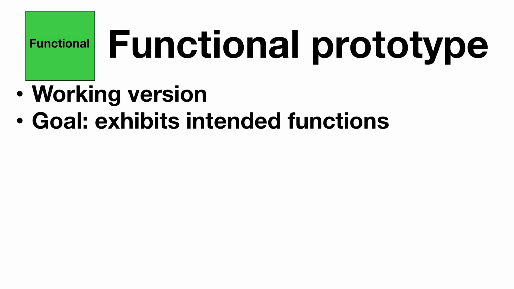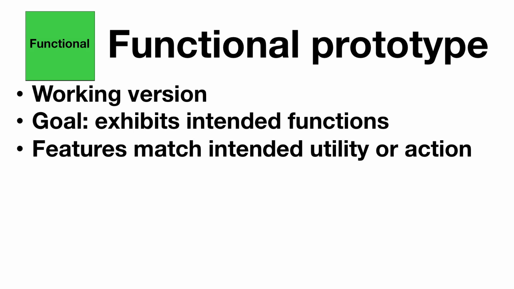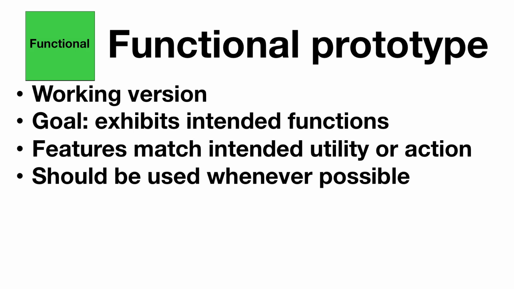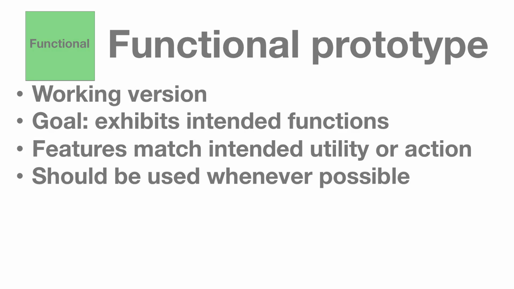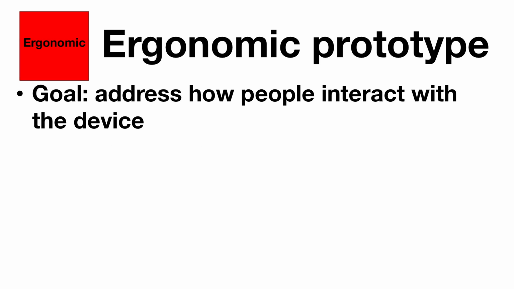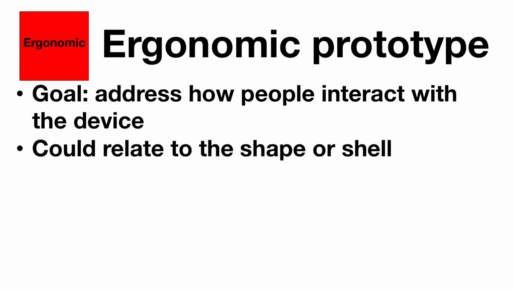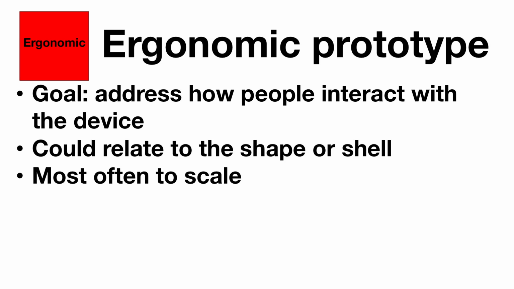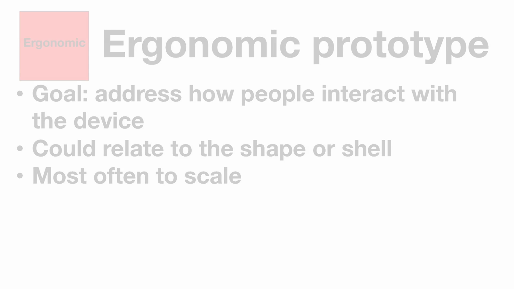A functional prototype is a working version of your intended solution. The goal of the functional prototype is to exhibit the intended functions. Aspects of a functional prototype match the intended utility of the solution. Functional prototypes are the most common type of prototype, and they should be used whenever possible. An ergonomic model deals with how people interact with the device. It could relate to the shape or the shell of the device, and it is most often a representation of the device or object that is to scale.